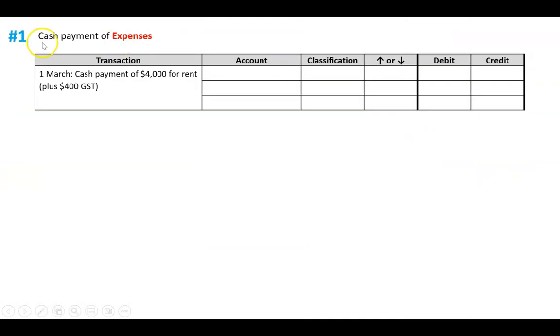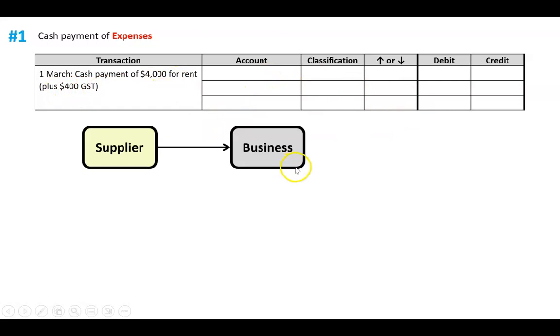So let's take the first one, cash payment of expenses. So let's say on the 1st of March, there was a cash payment of $4,000 for rent plus GST. So before we do all this, just remember, here's the supplier. So in this case, it's a landlord. Here's our business. We're renting a property from this supplier.